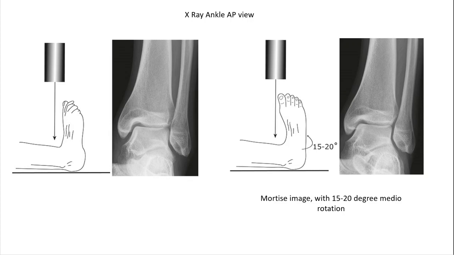So we can either do simply an AP view, in which we keep the ankle at 90 degrees to the leg. The dorsum of the ankle is kept at 90 degrees to the front of the leg, and the X-rays enter 90 degrees to the front of the leg in this direction.